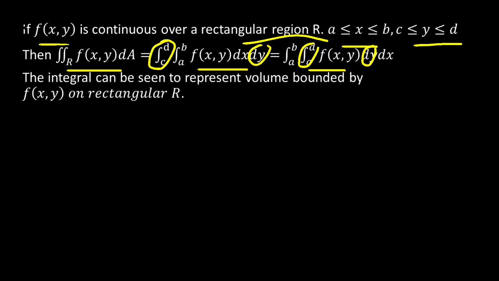So the integral can be seen to represent a volume bounded by f, the function of x and y, on a rectangular region R based on this relationship. So if you want to calculate any volume for a given region which is rectangular, then you have to apply Fubini's Theorem. Now let's look at an example for this demonstration.